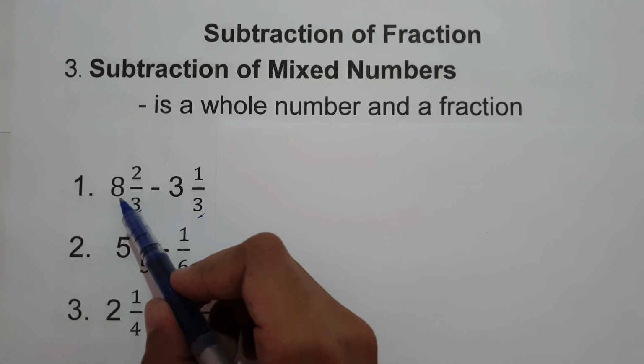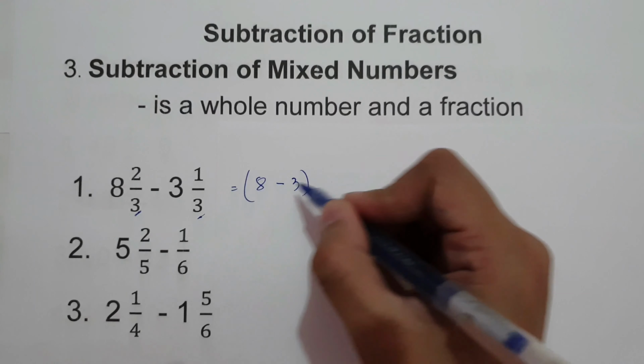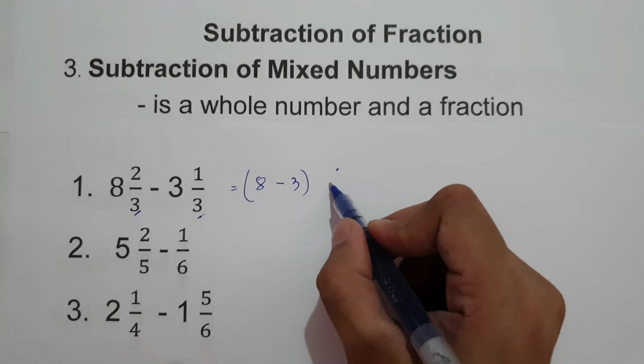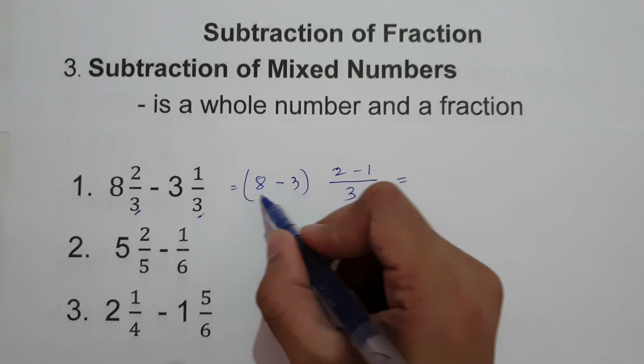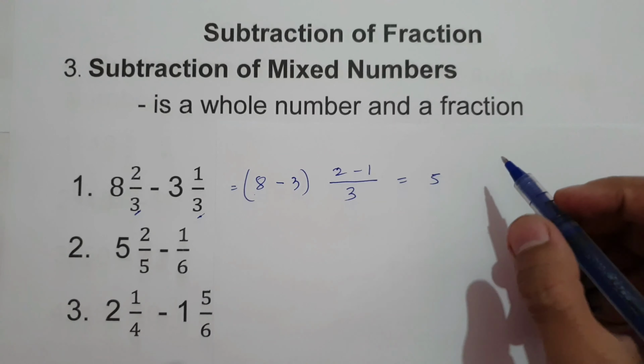So, we can subtract easily 8 minus 3, and since we have the same denominator, we simply copy the denominator. 2 minus 1. 8 minus 3 is 5. 2 minus 1, that is 1 over 3. So the answer is 5 and 1/3.